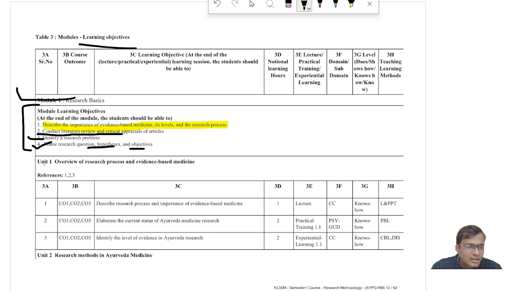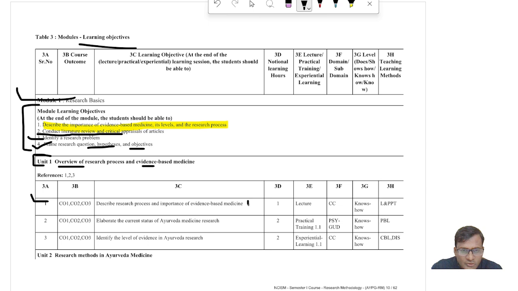Then here they have explained the unit 1. So what we discussed, the module is divided into units. Unit 1, or chapter 1, we are discussing the overview of research process and evidence based medicine. So what are the practical things you have to do, or what are the points you have to cover under that particular unit is explained. For example, unit 1, describe research process and importance of evidence based medicine.